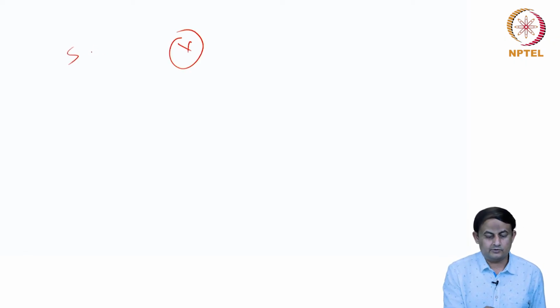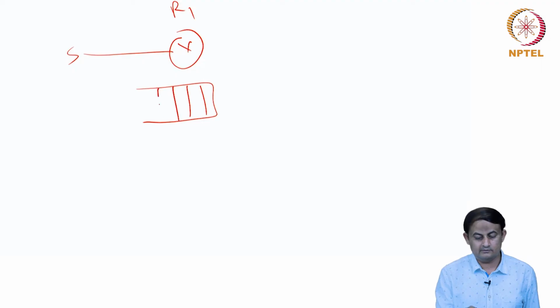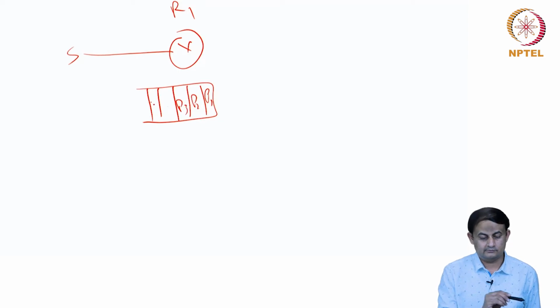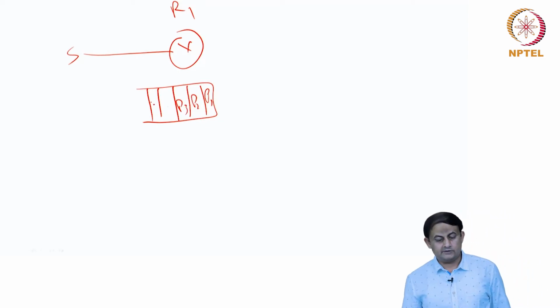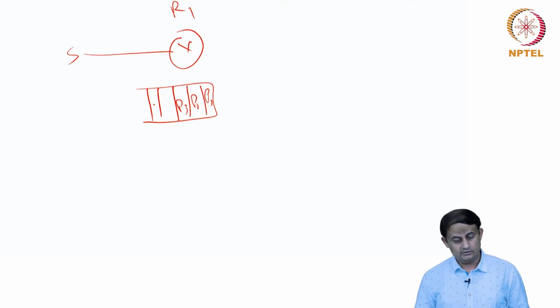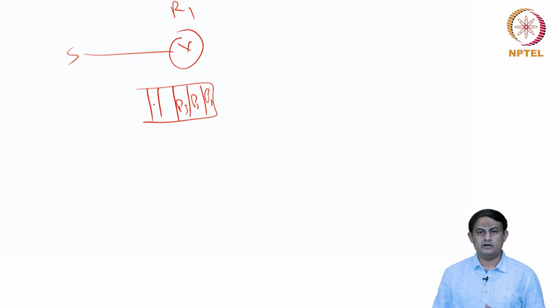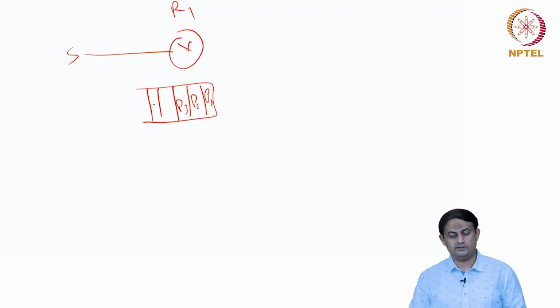So let's again go back to the same example. You have a source and the source is transmitting to this router, and there is a queue available, and in this queue the packets are put: P1, P2, P3 and so on. So this queue is basically a buffer where the packets are getting stored, and the scheduler actually picks up the packets from this queue and schedules them for transmission to the outgoing link.